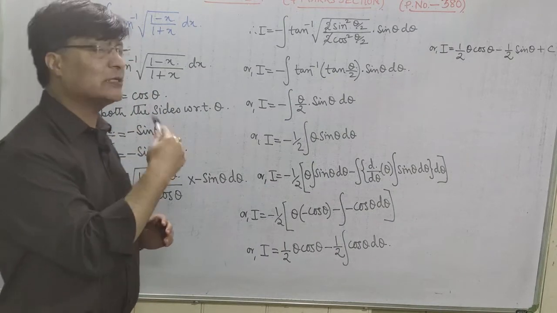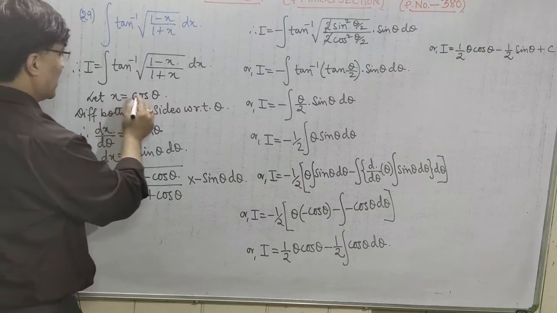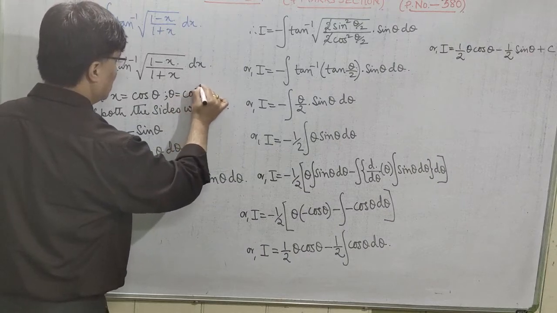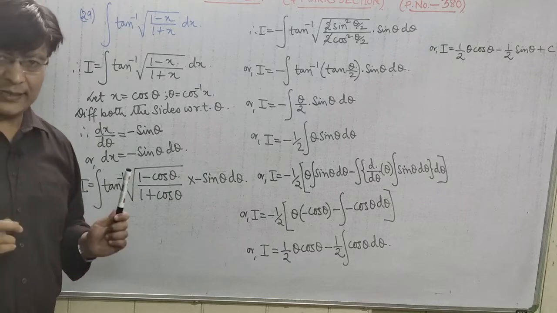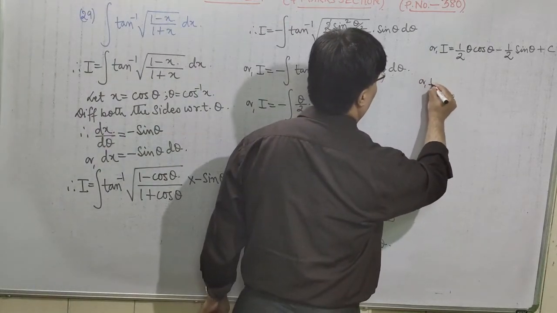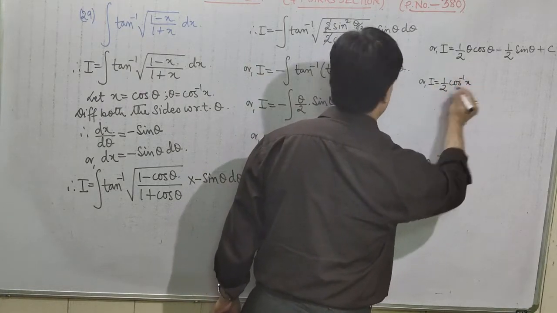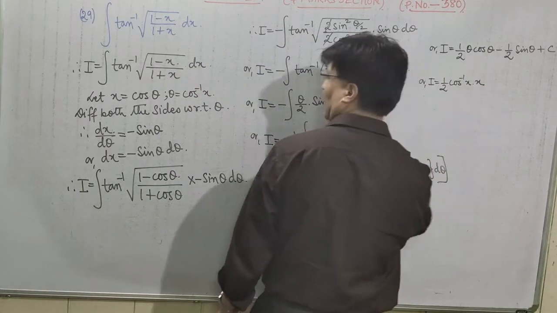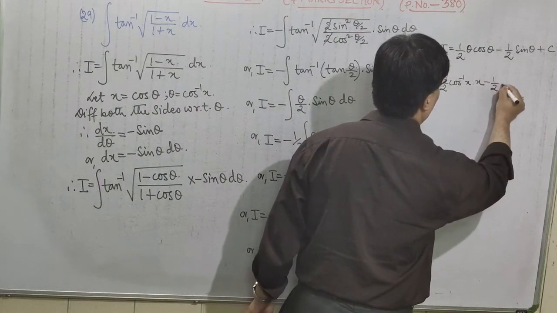But this is not the answer. This is I in terms of theta, but you should get the answer in terms of x. So from here, x is equal to cos theta, so theta is equal to cos inverse x. Is that clear? So let us put the value for theta here. I is equal to half, theta is cos inverse x, into cos theta, that is your x. Cos theta is x, minus half.